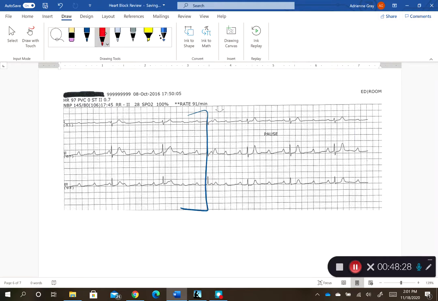Now let's look at this last part. Circle all my P waves. Looking at lead 2 again. And it looks like we stay in that 2nd degree type 2, right? But now we have a more regular conduction ratio. Looks like I have 2 P waves for every QRS complex.